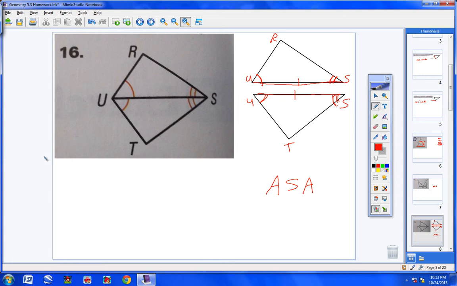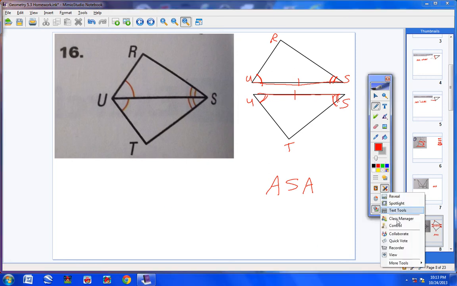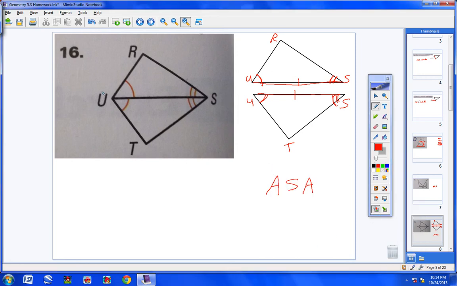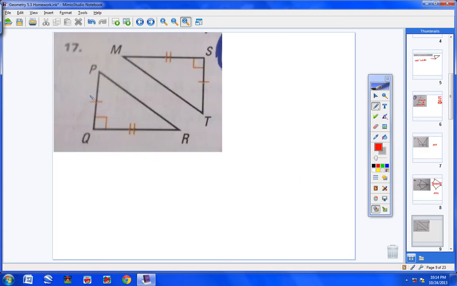Let's continue on now to numbers 17 through 22. Number 17 through 22. The directions for 17 through 22 state, does the diagram give enough information to show that the triangles are congruent? If so, state the postulate or theorem you would use to prove that the triangles are congruent. Okay, let's start with number 17.